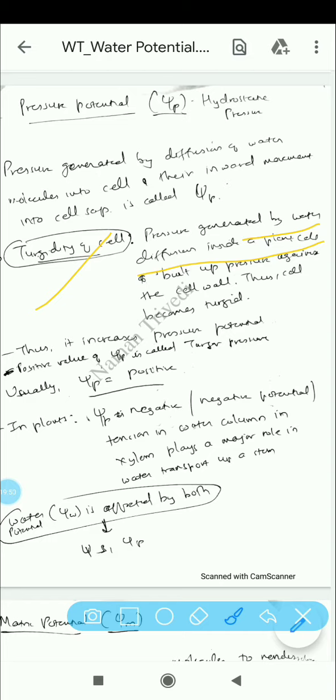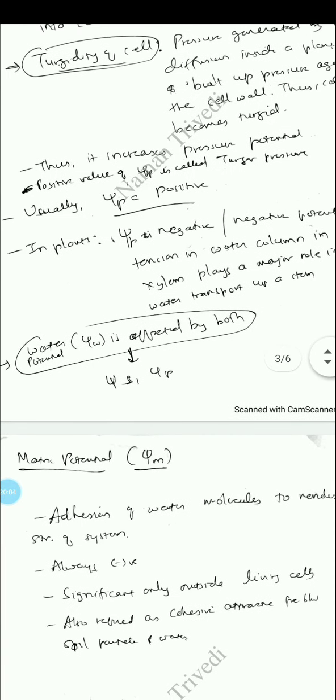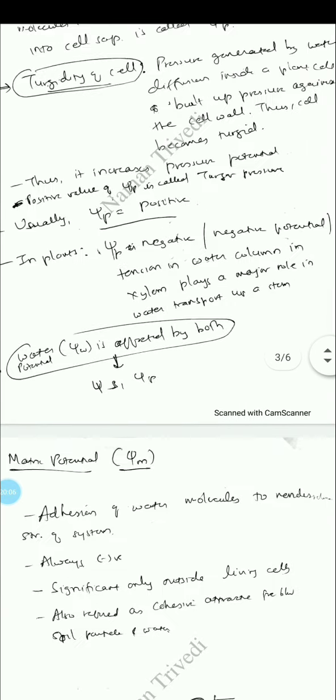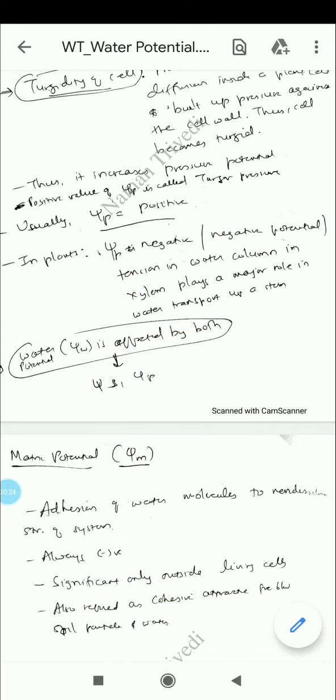So what will happen? The entry of water will increase the pressure potential, and this positive value of psi p is called Turgor pressure.